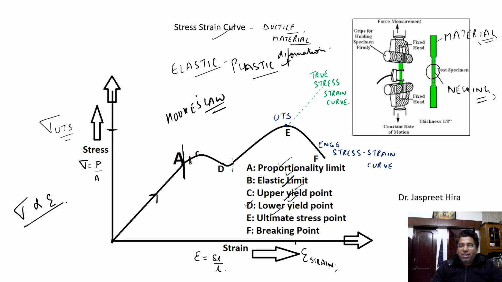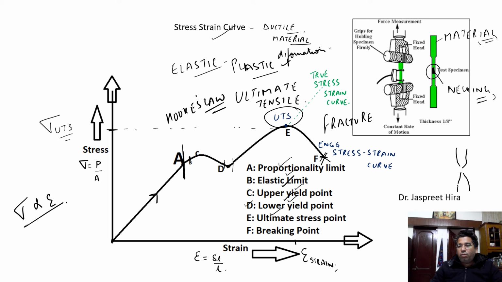Now, after we apply the strain from the lower yield point to the point E, there is a maximum stress that has been developed inside the specimen. So this is known as your ultimate tensile strength. And after you apply the force, there will be the breaking point, that is the fracture takes place and the material is broken down, and in this specimen, you can see there will be the necking formation and there will be the breaking of the specimen.